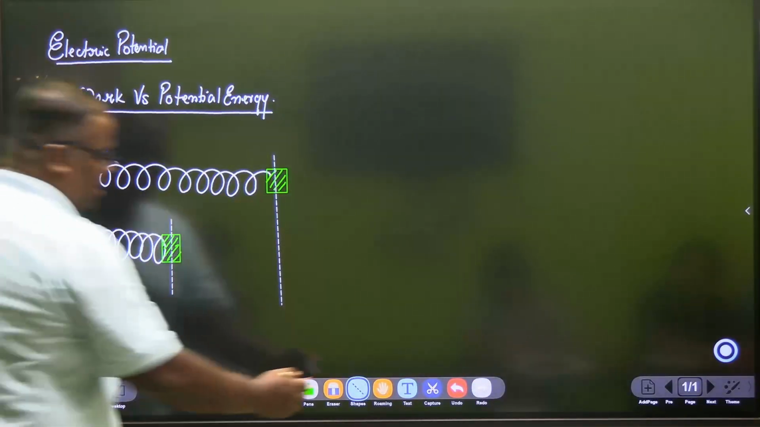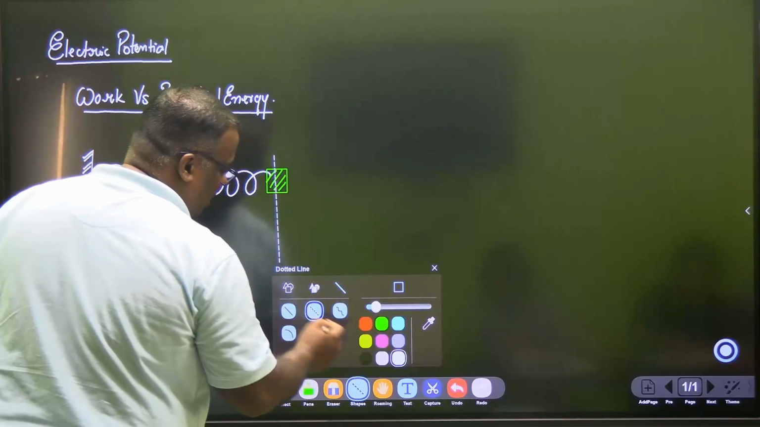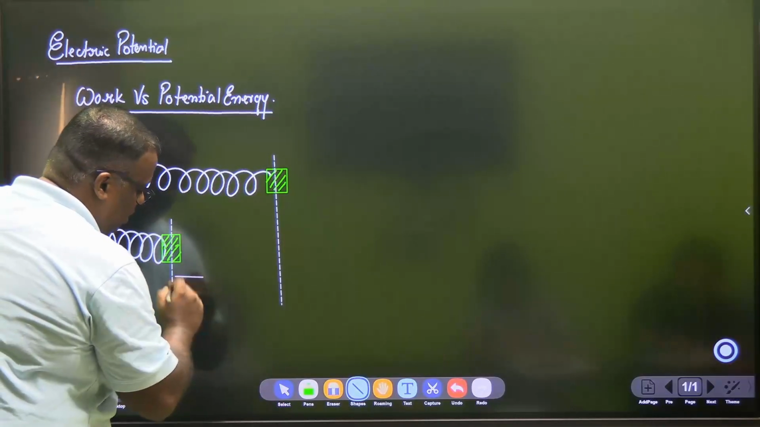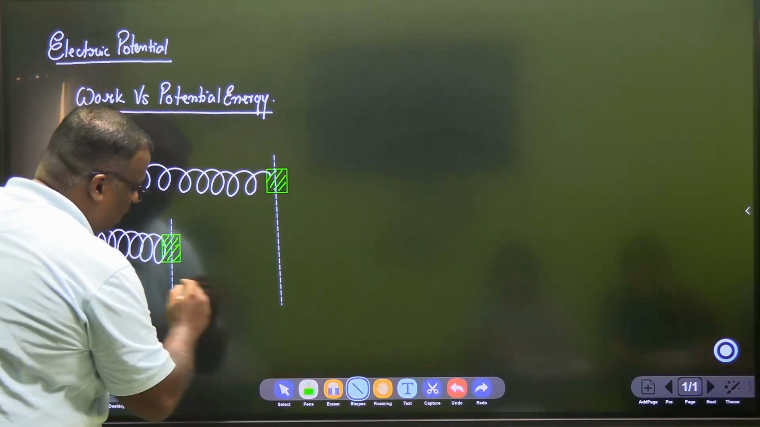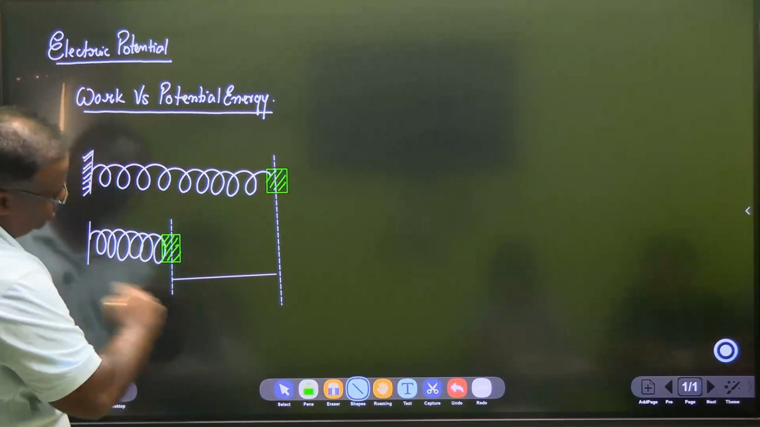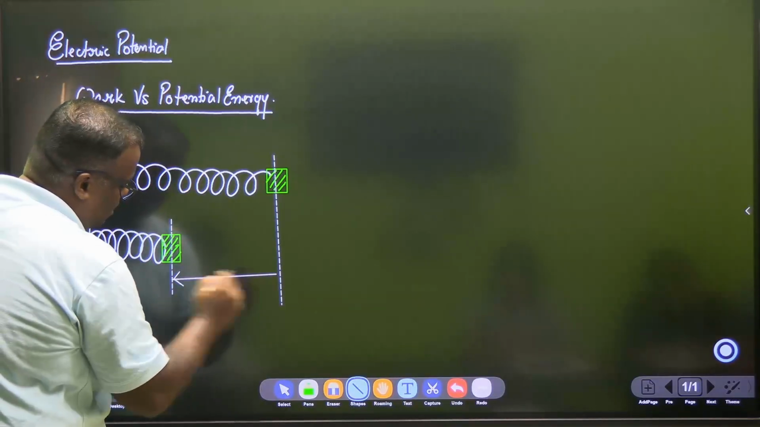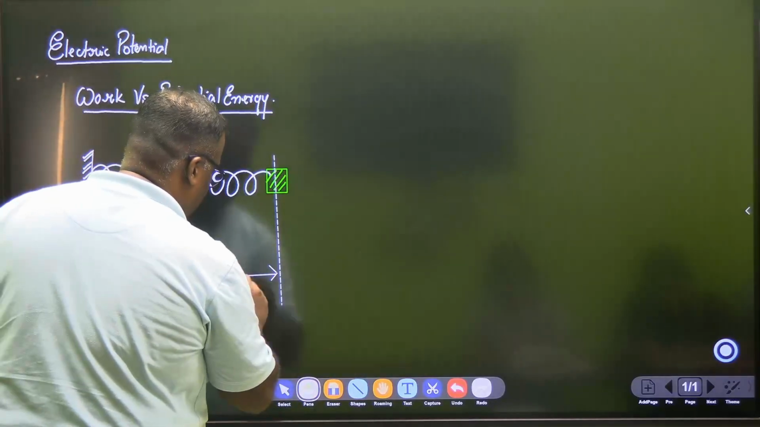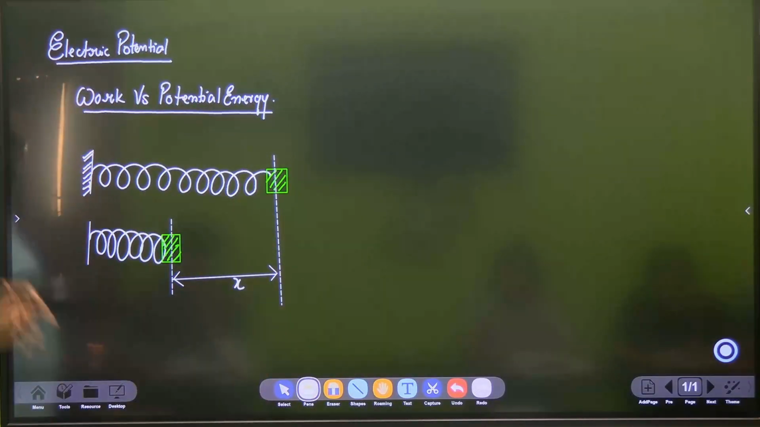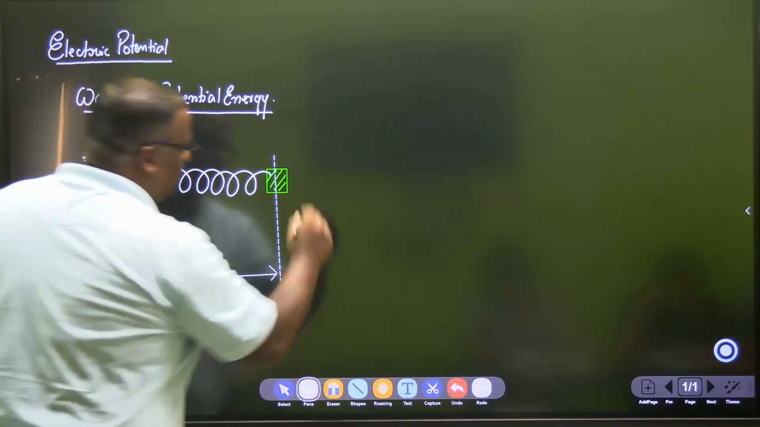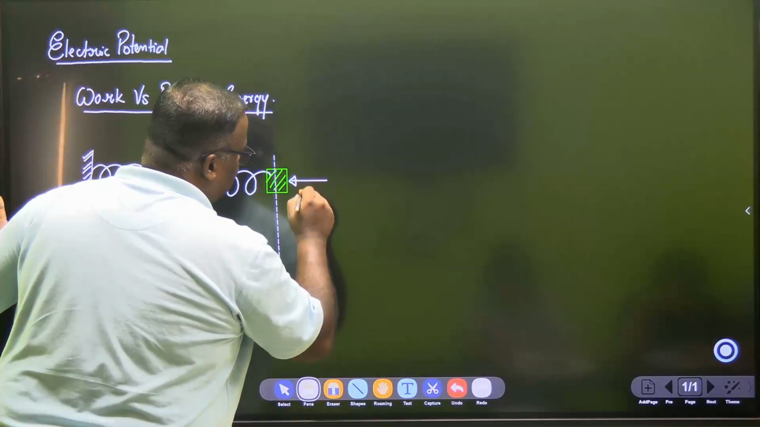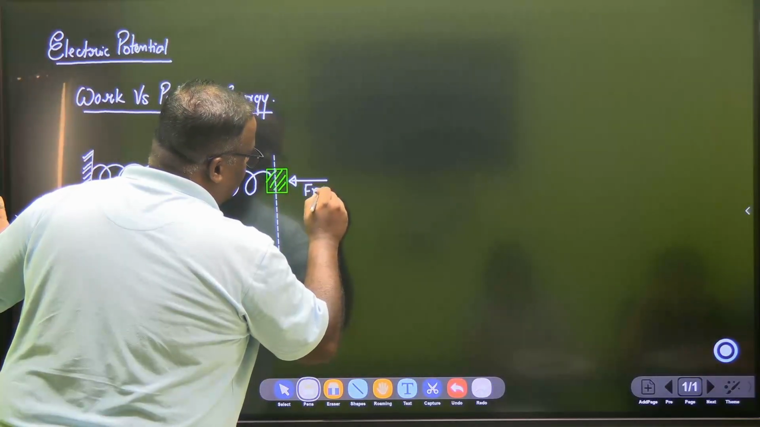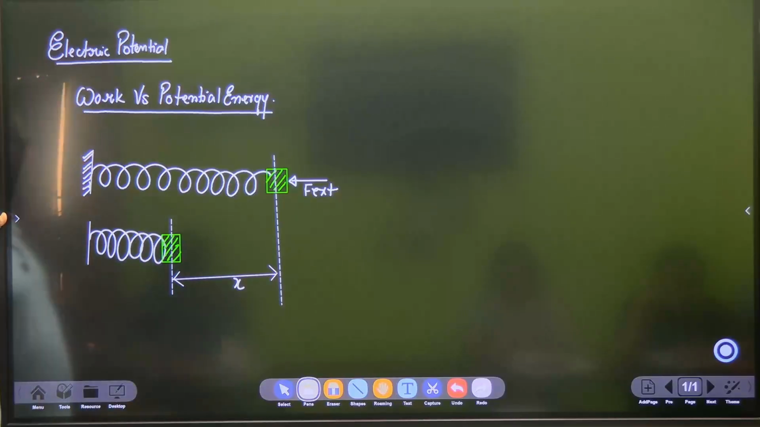How much distance did I actually move in compressing the spring? You will agree with me that I have moved this much distance to compress this spring. Let's say this distance is some distance x. How did you compress this spring? You compressed it because you applied something known as the external force.